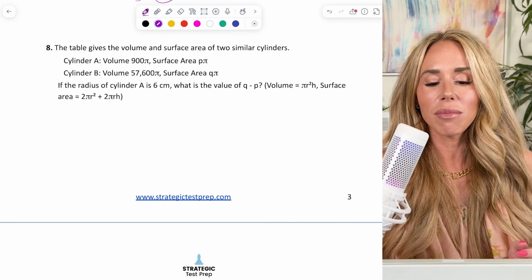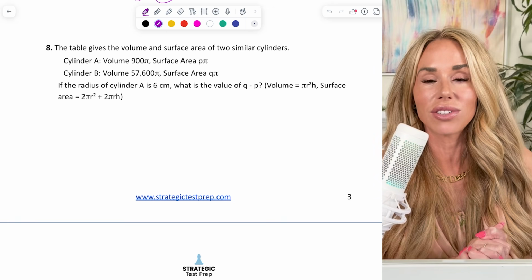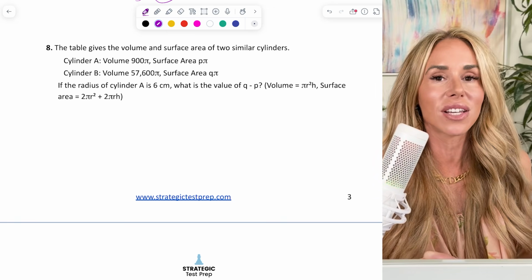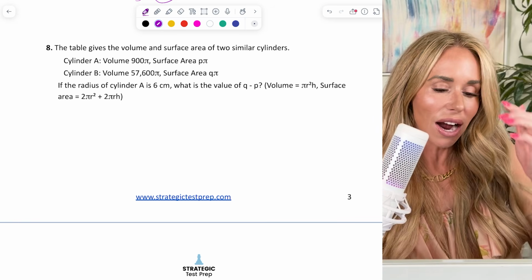I actually recommend to our students, for the most part, that any geometry questions towards the end of Module 2, you'll want to skip and save to the end because they are the most time-consuming and difficult to figure out.